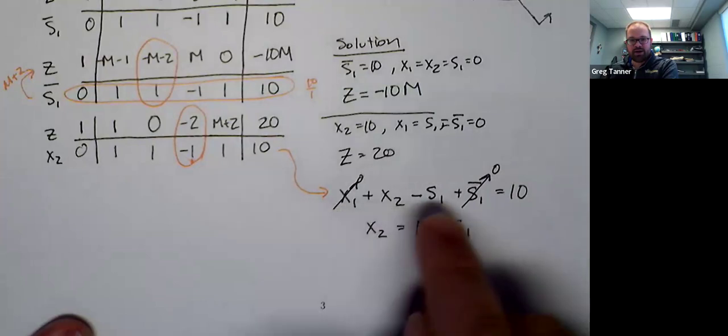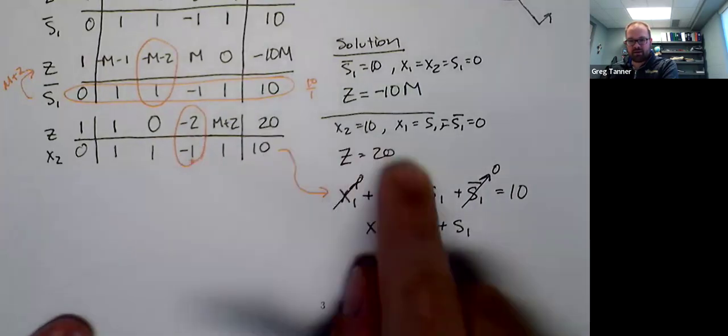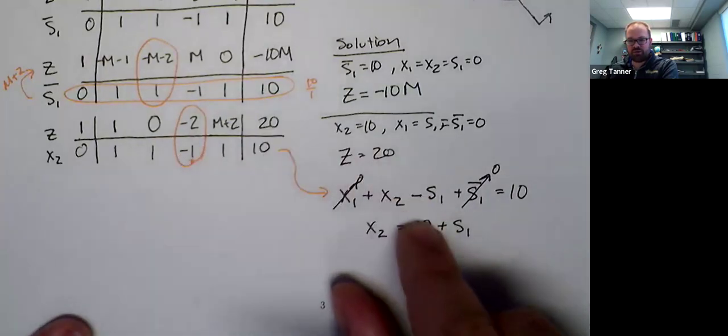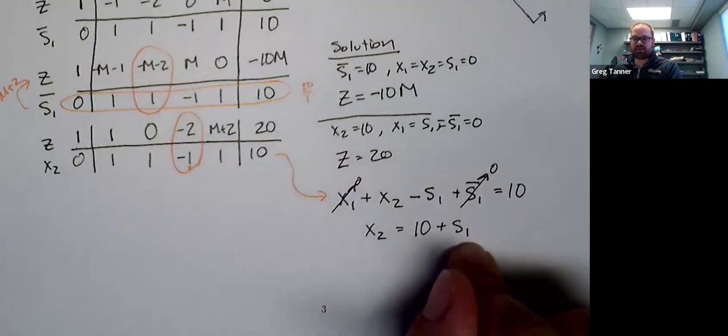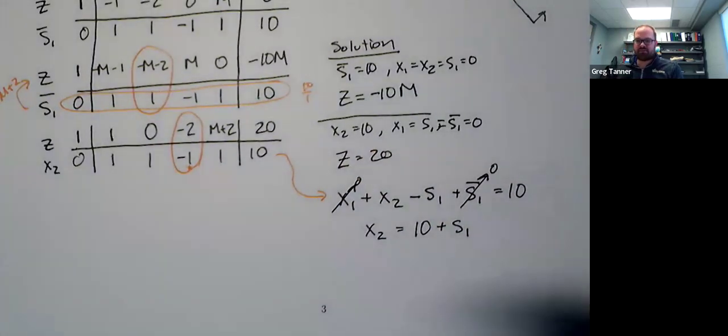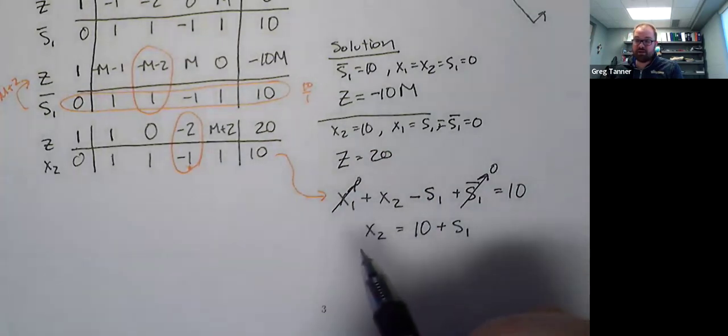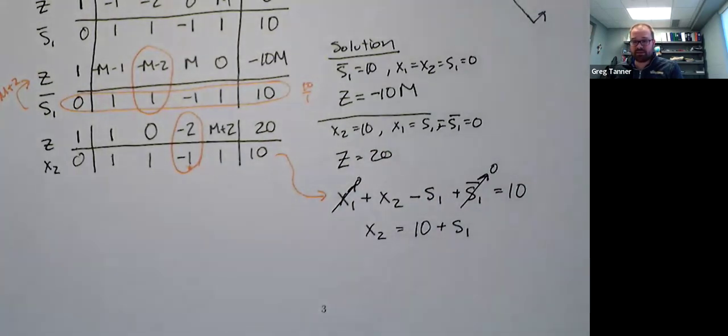And so a negative here, when we move it to the other side, becomes a positive. And so increasing our entering basic variable actually makes x2 bigger instead of smaller. It never drives it to 0. Okay, which means that we never run into another boundary of another constraint, is the way you want to think about that.